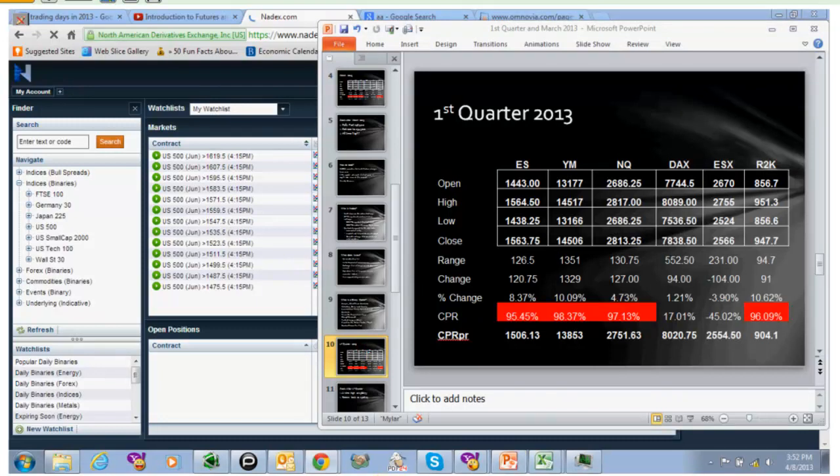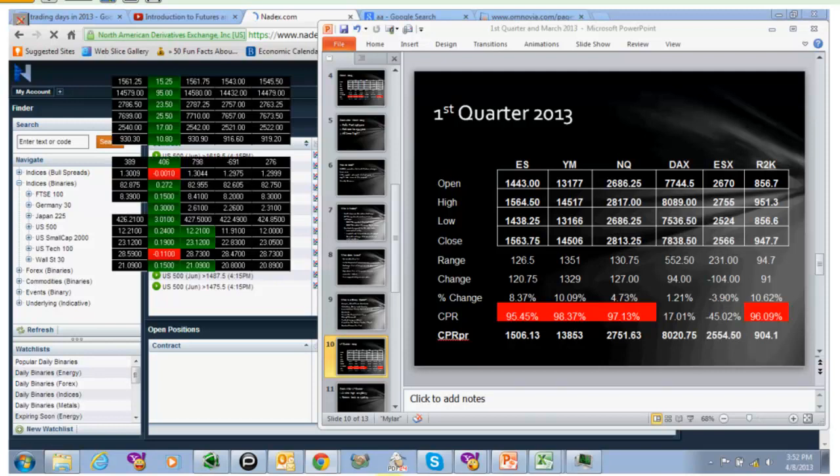This is important. So we opened the quarter at 1443, high of 1564.50. We've been higher than that now, but this is the first quarter. The low was 1438 quarter, and the close 1563.75. So the market had a 126.5 range, and it was up 120.75 points. CPR reading on that is at 95.45%. In other words, extremely overbought.